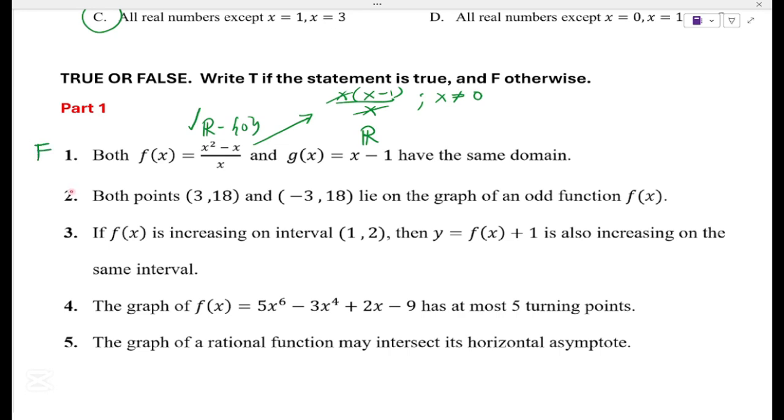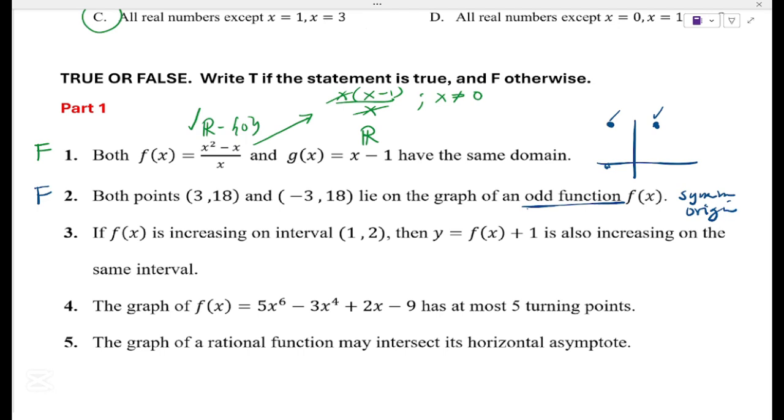For question number 2, both points (3, 18) and (negative 3, 18) lie on the graph of an odd function. If you check, (3, 18) is here in the first quadrant, and then (negative 3, 18) is here in the second quadrant. And when we say odd function, it means the symmetry is the origin, but for these 2 points, the symmetry is the y-axis, so this is also false.